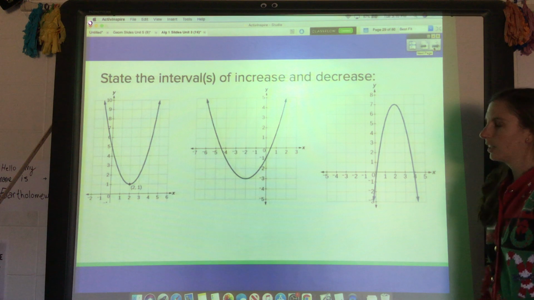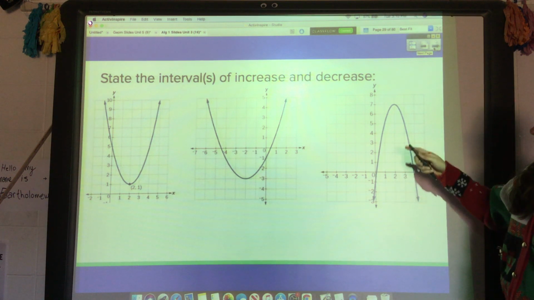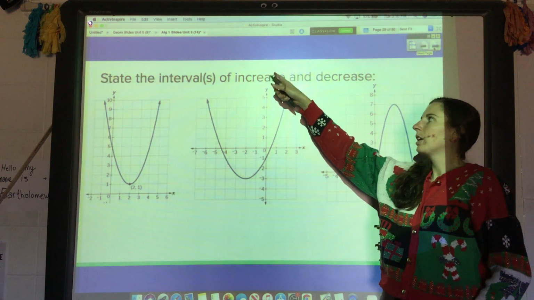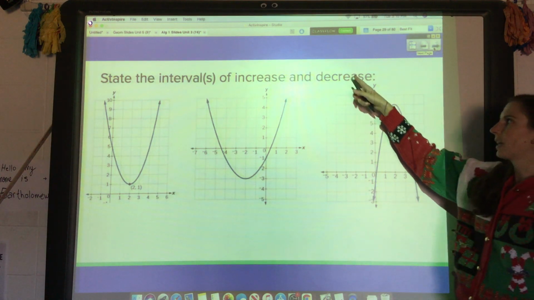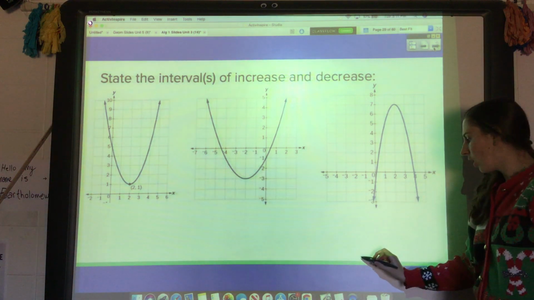All right, let's talk about a few other intervals. And this one I want to know, where does it increase and where does it decrease? So lines are always increasing.